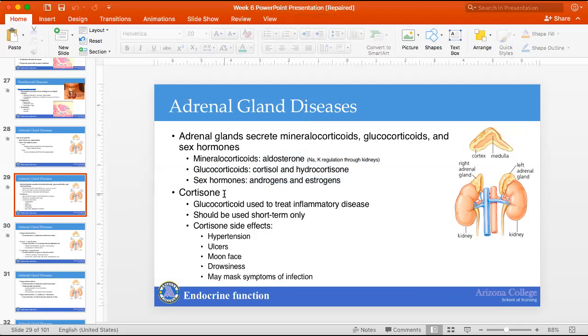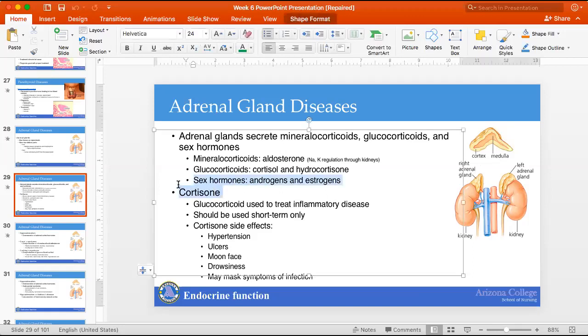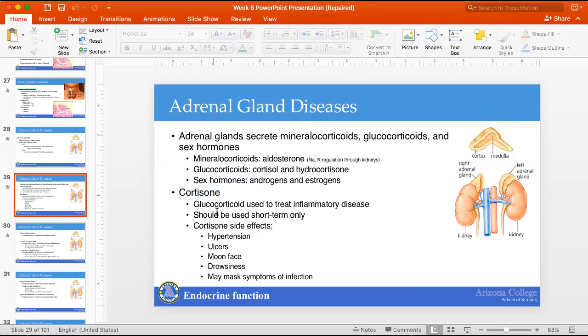Okay, next you have cortisone. This is a glucocorticoid used to treat inflammatory disease. Should be used short-term only. So you may have heard of someone getting a cortisone shot when they have maybe a bad knee or a bad hip. It's supposed to just be used short-term.